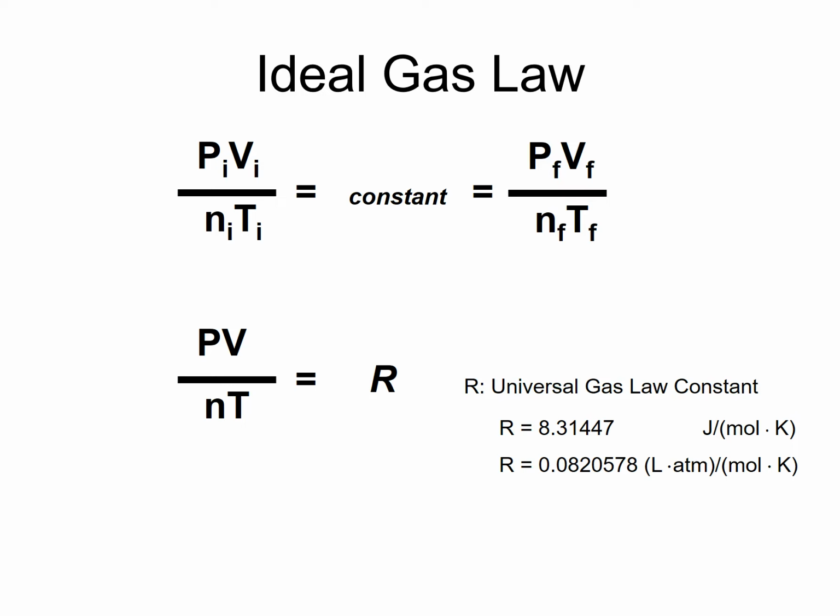0.0820578 is the value of the gas law constant if you're working a problem that involves liters, atmospheres, moles, and Kelvin. And so which gas law constant you choose is going to depend upon what the units happen to be in the problem that you're working.